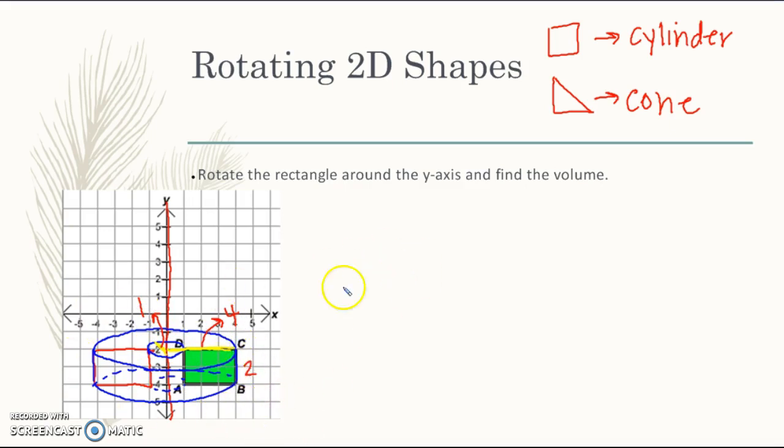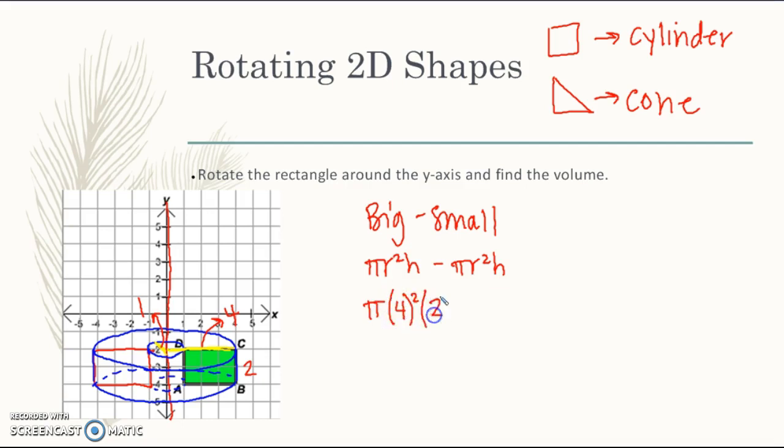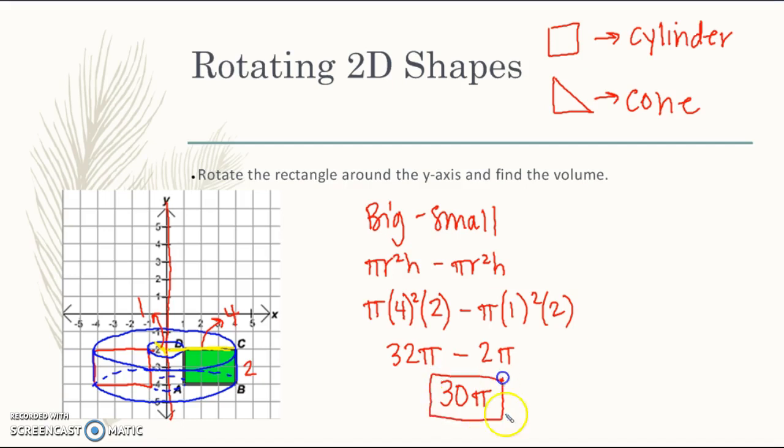So like in words, to find the volume of this, I'm going to take the big cylinder and subtract the little cylinder. To find the volume of a cylinder, it's pi r squared h. My big radius is 4, and the height is 2. And the little radius is 1, and the height is 2. So 4 squared is 16 times 2 is 32. And 1 squared is 1 times 2 is 2. And because they both have pi, I can combine them. So 32 minus 2 is 30. So my volume is 30 pi. And that's everything we've looked at from this unit.